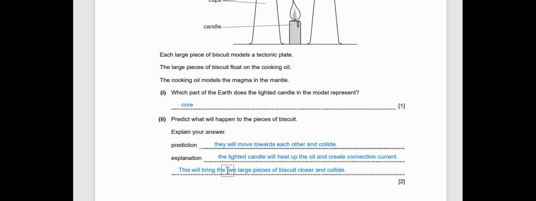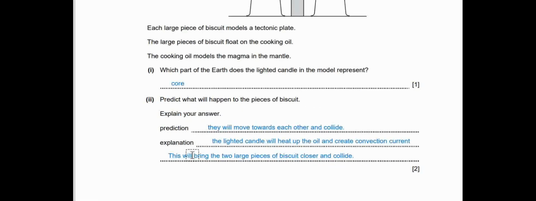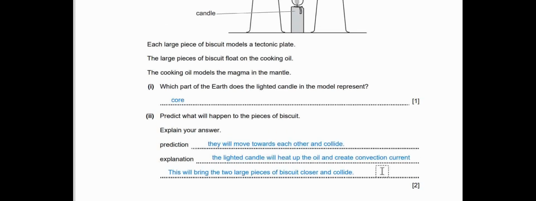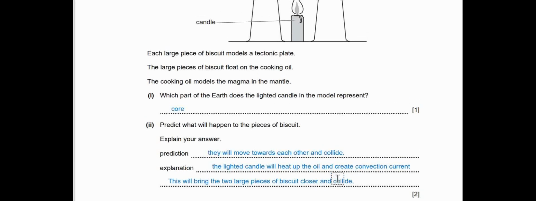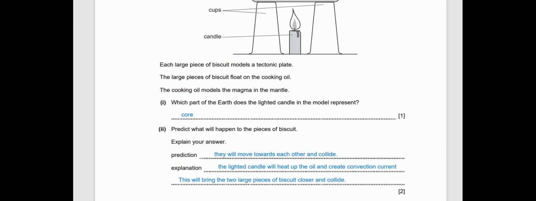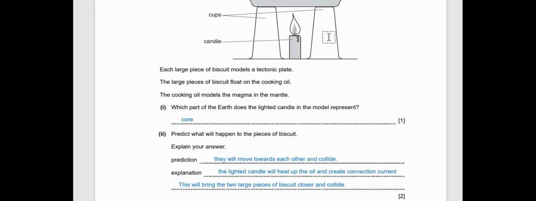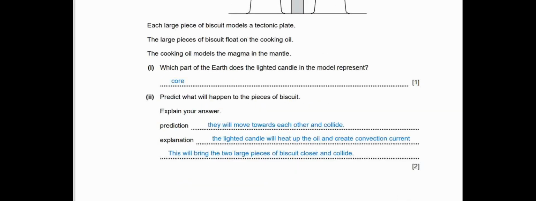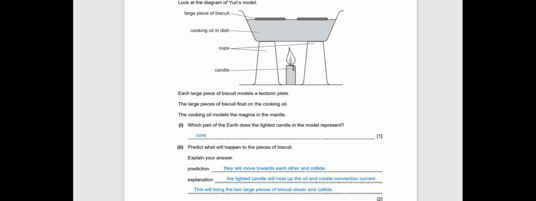The explanation is the lighted candle will heat up the oil. So our reason will be the lighted candle will heat up the oil and create convection current. This will bring the two large pieces of biscuit closer and then they will collide. That will be our prediction. Now let's continue to the next number.